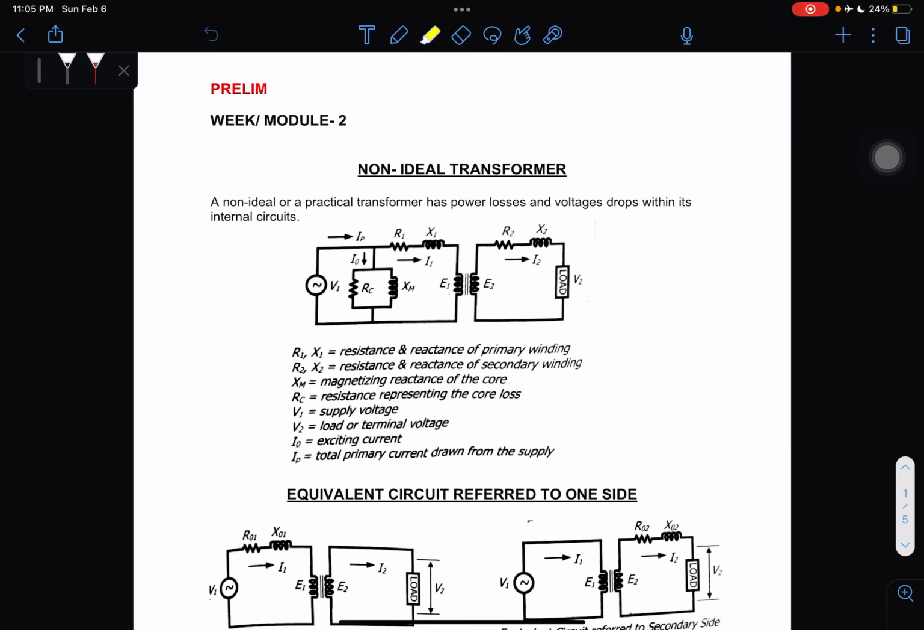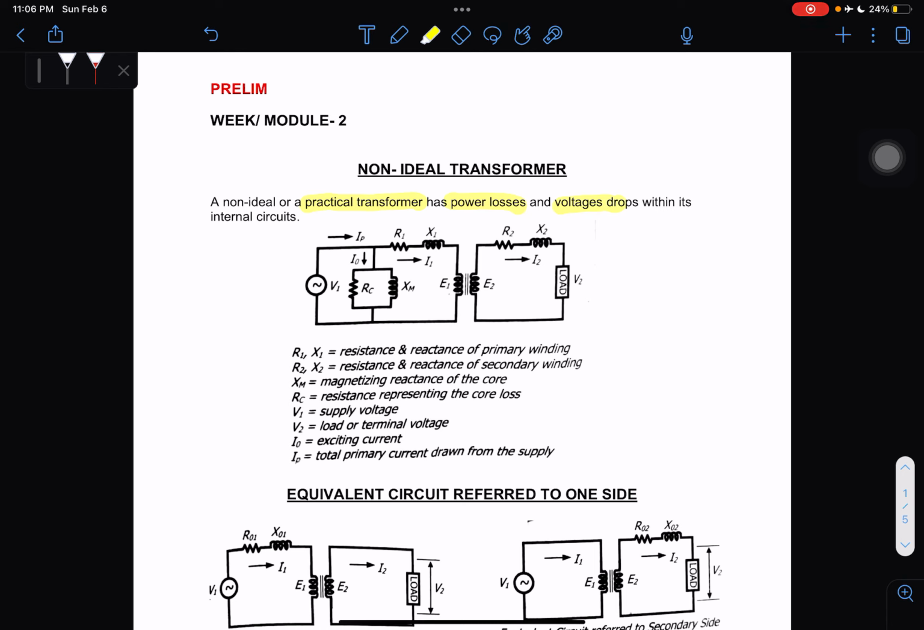Okay, so good morning for our prelim week module number 2. So we have another topic. Our topic is about the non-ideal transformer. A non-ideal or practical transformer has power losses and voltage drops within its internal circuit.